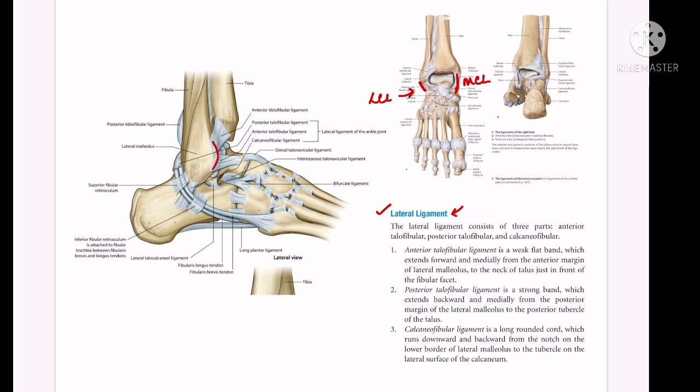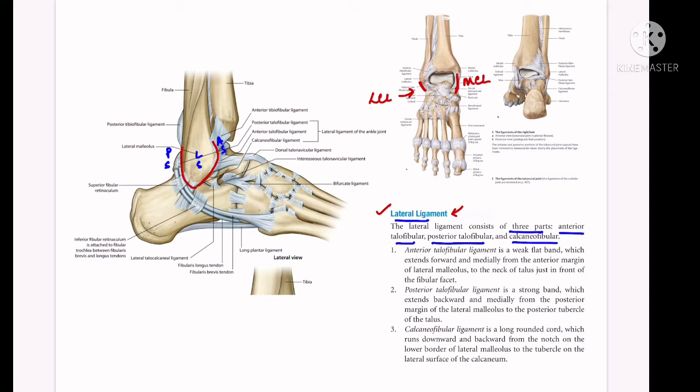Now let's draw the outline of the lateral malleolus from the lateral view. And already we know that the lateral malleolus presents four surfaces. On the lateral view, it presents the lateral surface, anterior surface, posterior surface. The medial surface is not visible from this view. It is opposite the lateral surface. Now the lateral collateral ligament of the ankle joint, or in other words, the lateral ligament of the ankle joint, consists of three parts. First of all, anterior talofibular. Next, posterior talofibular and calcaneofibular.